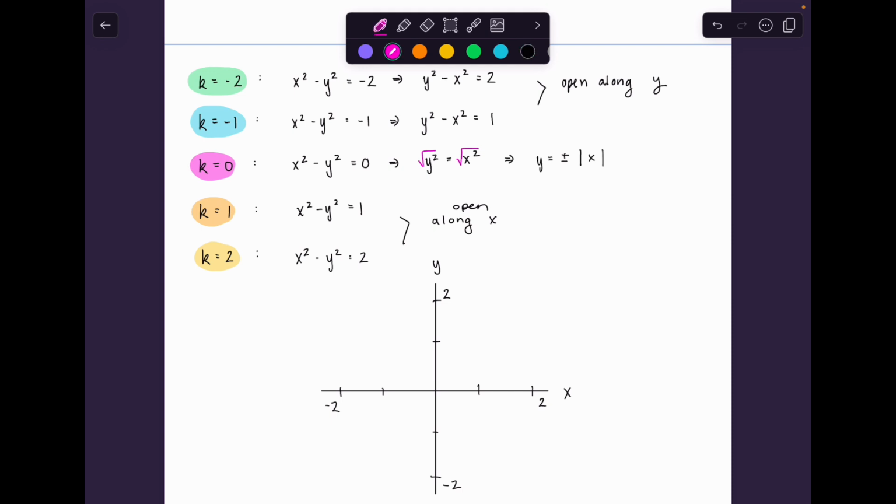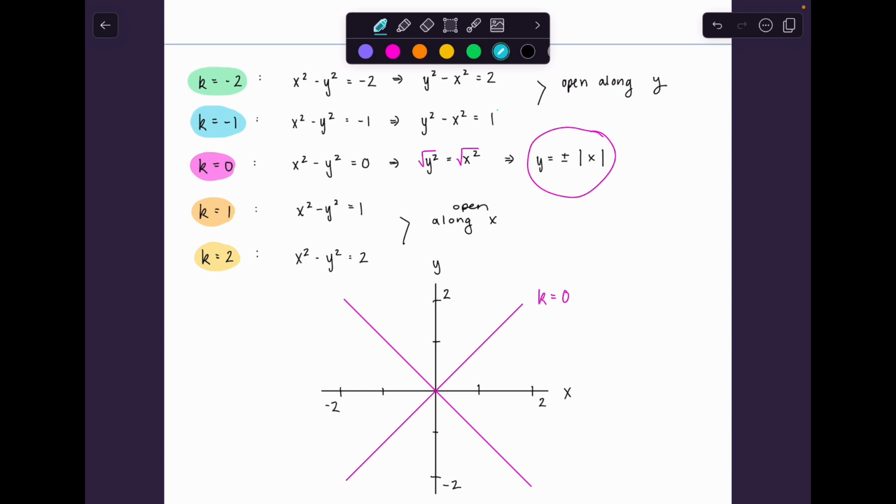So starting with k equals 0, that gives us the plus or minus absolute value of x. So positive absolute value of x would cut these in half, and negative just does the opposite. So we get that giant X. This is the level curve for k equals 0. So again, in that xy plane, you have these two absolute value functions.